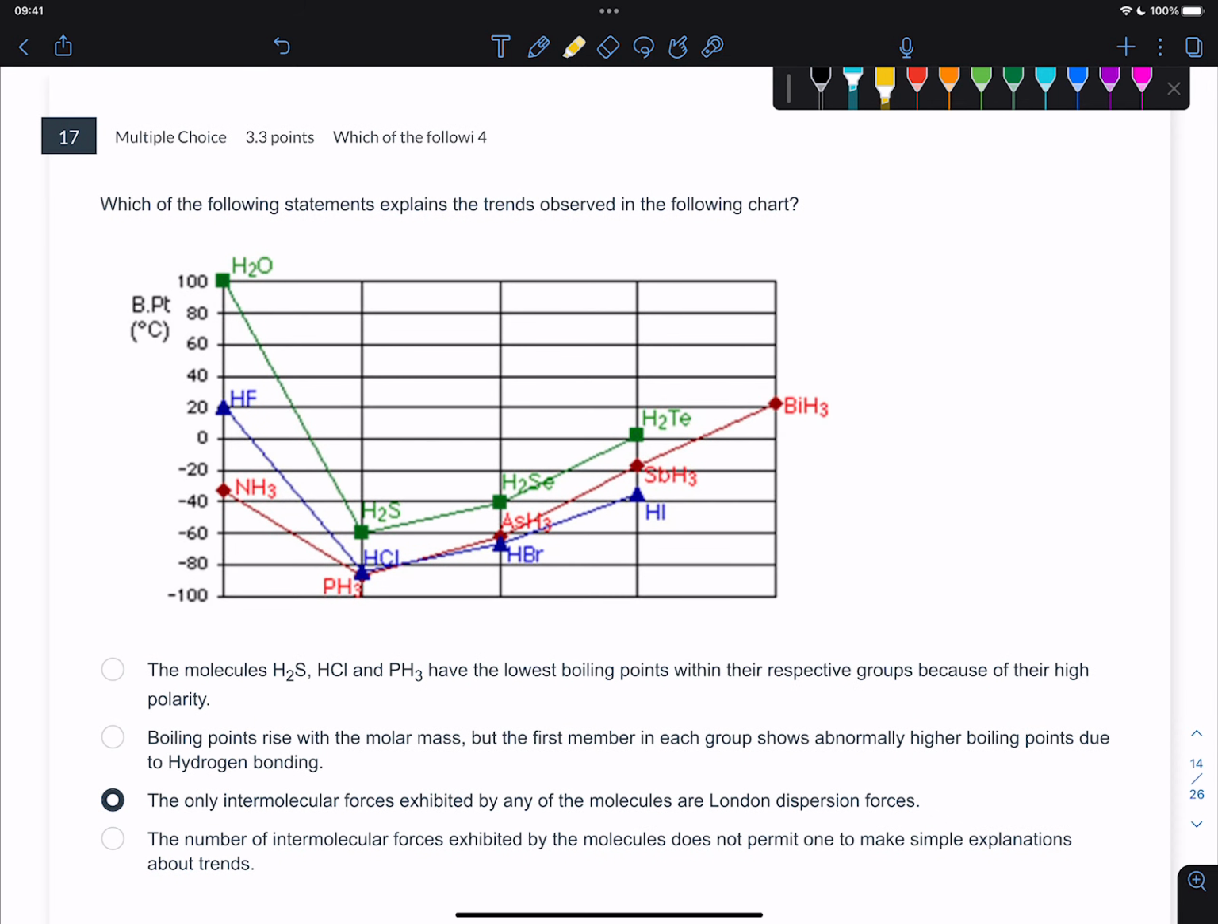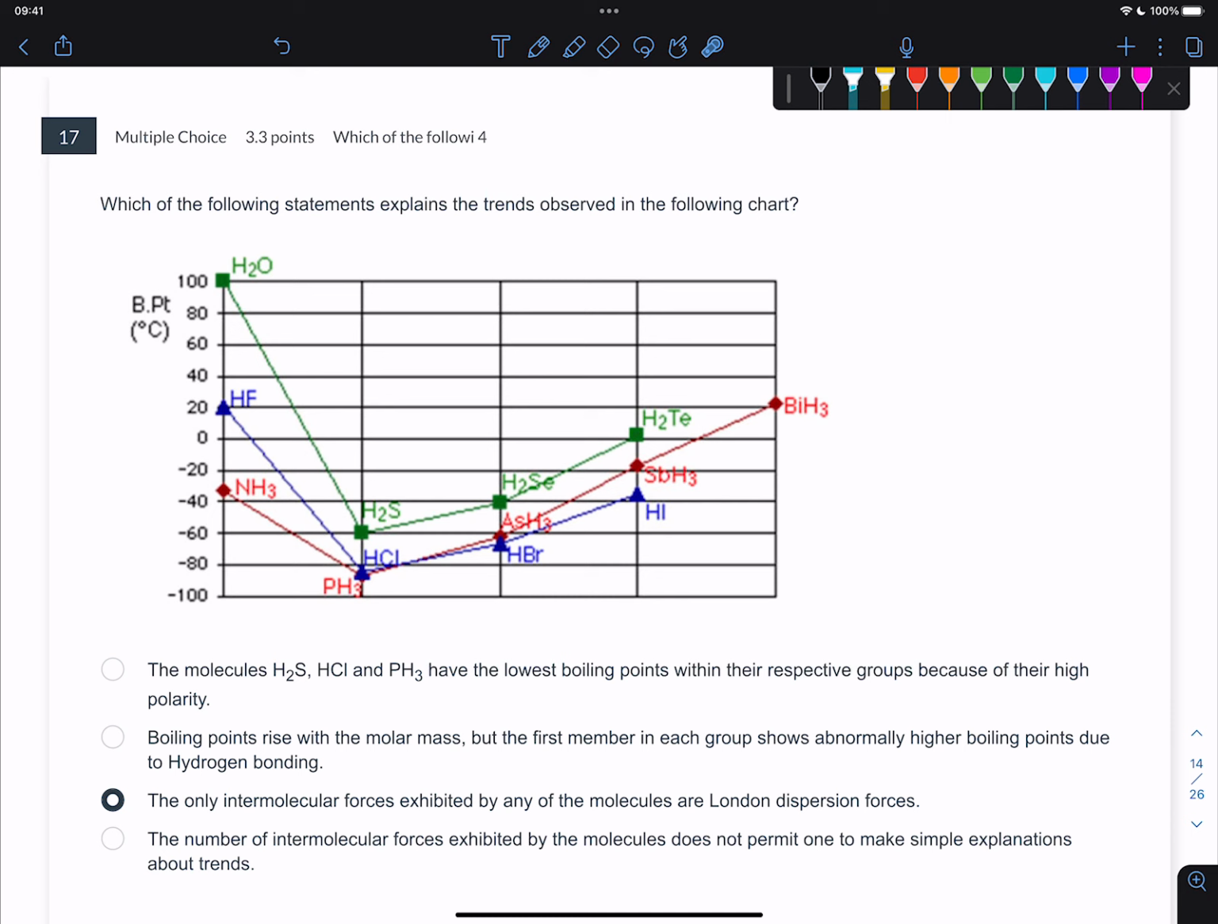This one says, which of the following statements explains the trends observed in the following chart? So we are seeing here that we have boiling point, and notice how water has like a super high boiling point for its size. It's kind of unusual. That's because it can do hydrogen bonding in two different locations. It can do hydrogen bonding on the left hydrogen and hydrogen bonding on the right hydrogen. So there's a bunch of things that this says.